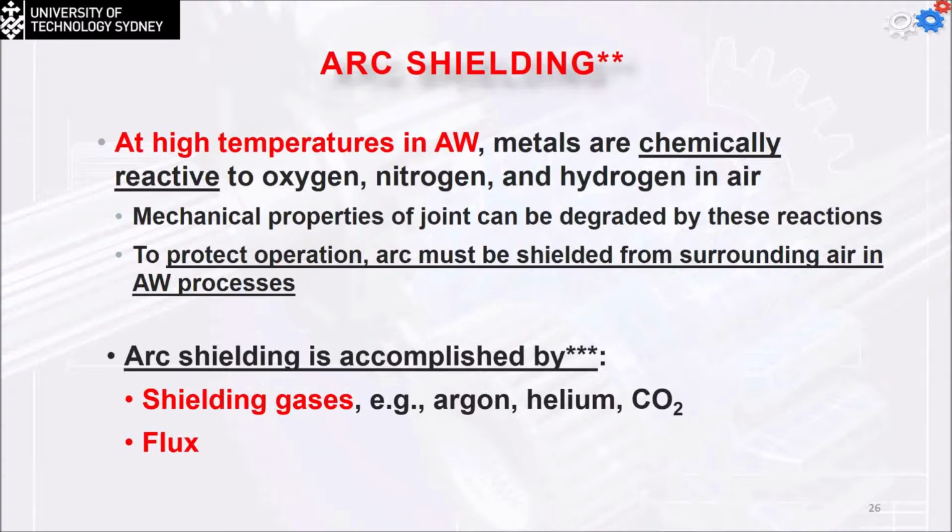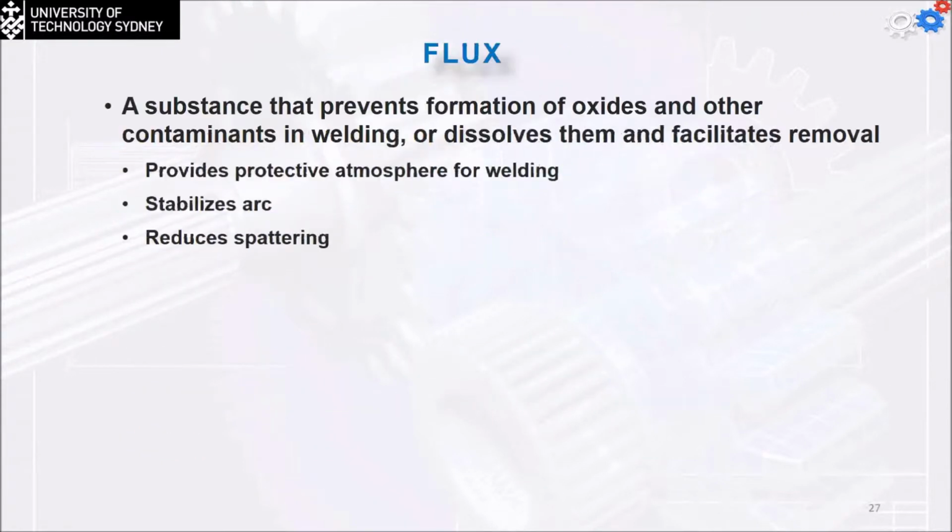The flux is a substance that prevents the formation of oxides or other contaminants in the welding, or dissolves them and facilitates their removal. Usually when you do arc welding with the rod, you have to clean it later to remove something like the slag. This slag is the flux material. It melts first, then solidifies. It's not going to be a part of the weld, so you have to clean it. Usually they hammer it a little bit and remove this slag.